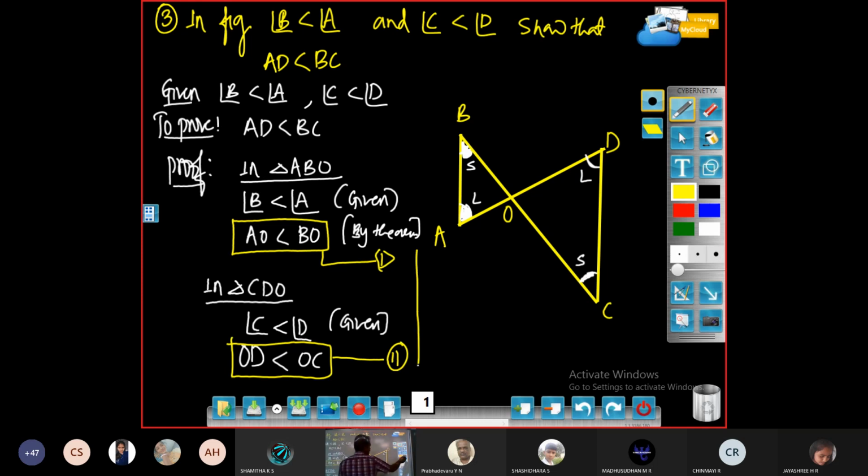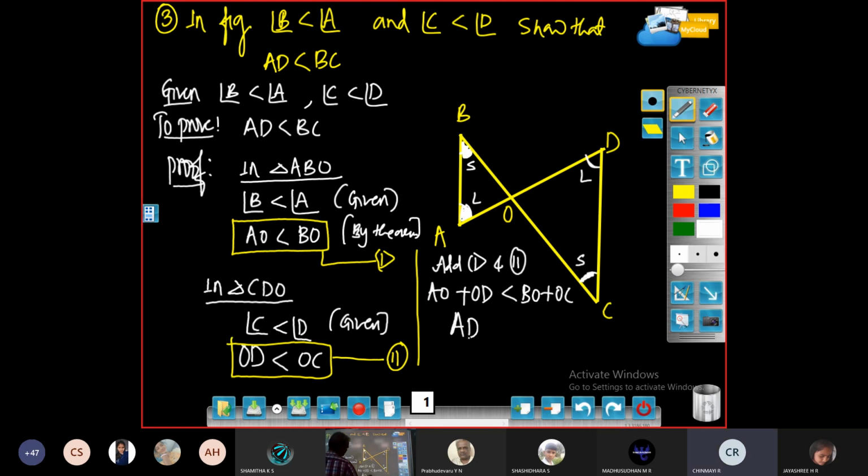Now add 1 and 2. On the left-hand side you add AO plus OD, which should be smaller than BO plus OC. We are adding these two relations 1 and 2. AO plus OD is nothing but AD. This should be smaller than BC. This is what we wanted.